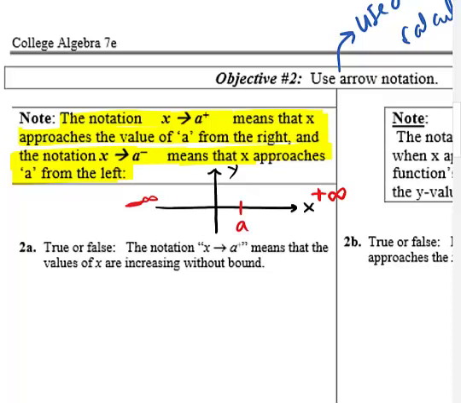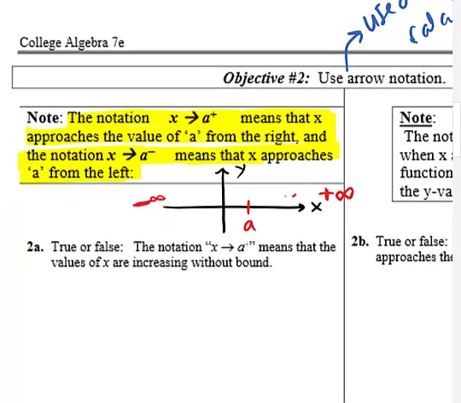So if I'm approaching the x value of a from the right, I'm coming from the positive direction, which is why we say x approaches a from the right side. But if I'm approaching a from the left side, I'm approaching it from the negative direction because I'm coming from the negative numbers. So that's the idea behind this notation.